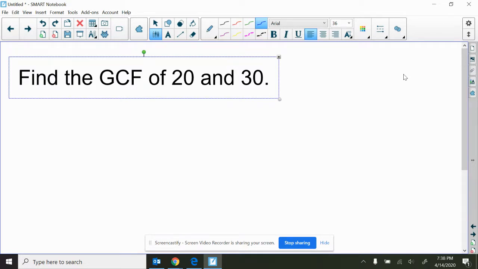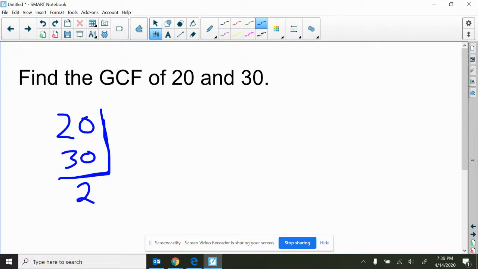The strategy that we used from earlier in the year was called the ladder method. What we did was we took those two numbers, 20 and 30, and drew a little rung to make it the top rung of the ladder. Now we're looking for a common factor that goes into both of them. Well, I know 2 goes into both 20 and 30. When I divide both of these by 2, because this little line we made kind of looks like a division bar, 2 goes into 20 10 times, and it goes into 30 15 times.